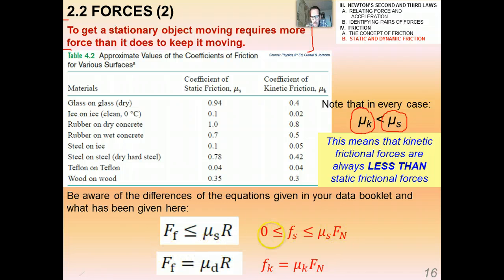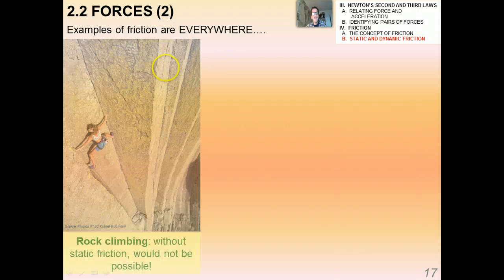The IB calls the normal force R, and instead of static and kinetic, it's static and dynamic, and they're calling the force of friction big F sub F, which I think is confusing. Okay, I prefer my nomenclature to the IB's, but just be aware that this is what you'll be given in a testing situation. Okay, so examples of friction are everywhere.